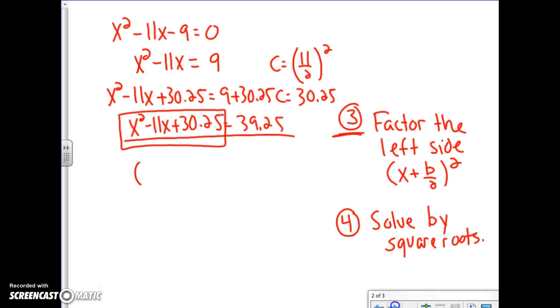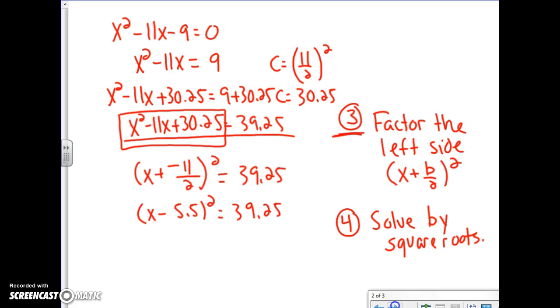And the way I do that is I'm going to take x and I'm going to add the b term, which is negative 11 over 2. And that's going to equal 39.25. So in this case, I'm going to get x minus 5.5 squared is going to equal 39.25. Okay? So all I'm doing is factoring out what this expression is. Because this is a perfect square trinomial, all I have to do is take the middle term over 2 to figure out what that b over 2 value is.